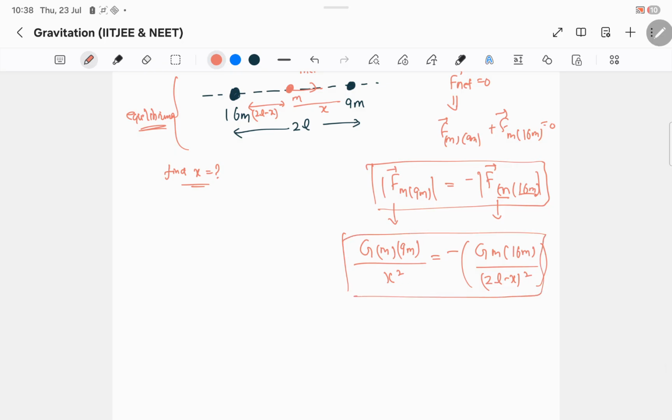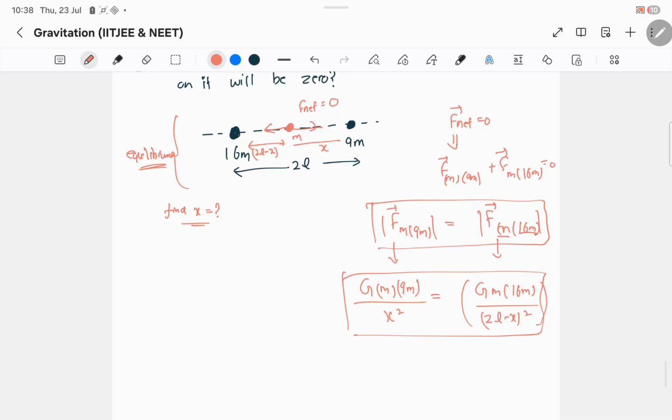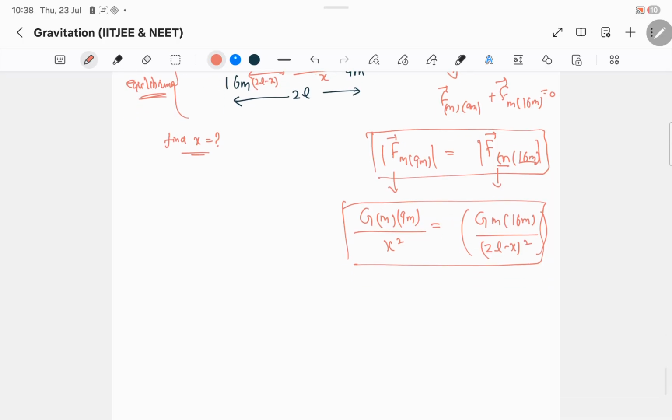And one thing, because I have taken the magnitude, you can take this sign off, because if the magnitudes are equal, we have to solve only this equation. Okay. So now you can easily cancel these things. G you can cancel, m square you can cancel. Okay, so what it will be left with: 9 multiplied with (2l minus x) whole square equals 16 multiplied with x square. So we have to solve this quadratic, whatever it comes.